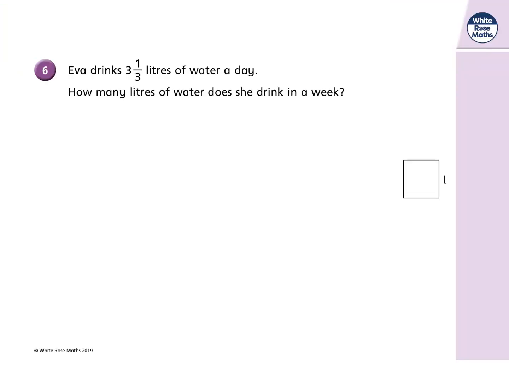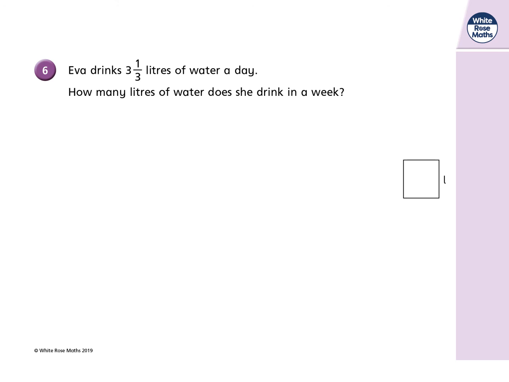Now, let's look at the next question. Again, these are now getting trickier. These are where you're having to apply these skills, okay? So if you do start to struggle, please don't worry about it. As long as you've understood the concept up to this, that's absolutely brilliant, okay?